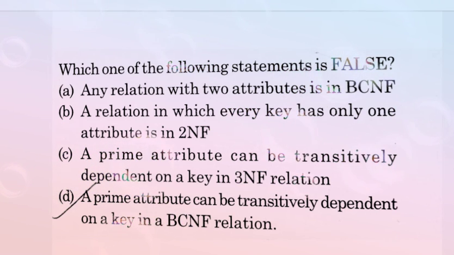There are four statements. Option A: any relation with two attributes is in BCNF. Yes, it is in BCNF, so option A is correct. Option B: a relation in which every key has only one attribute is in second NF. So it is also correct. The third option: a prime attribute can be trivially dependent on a key in a third NF relation. So it is also correct.